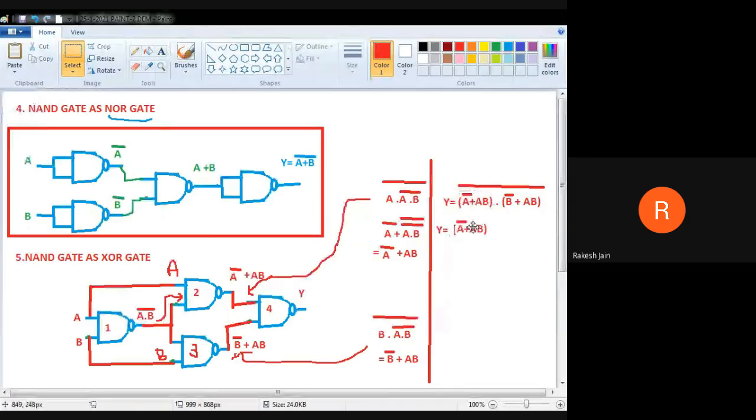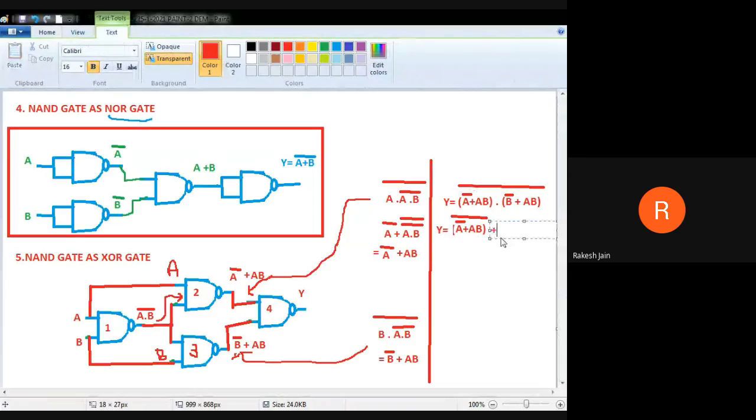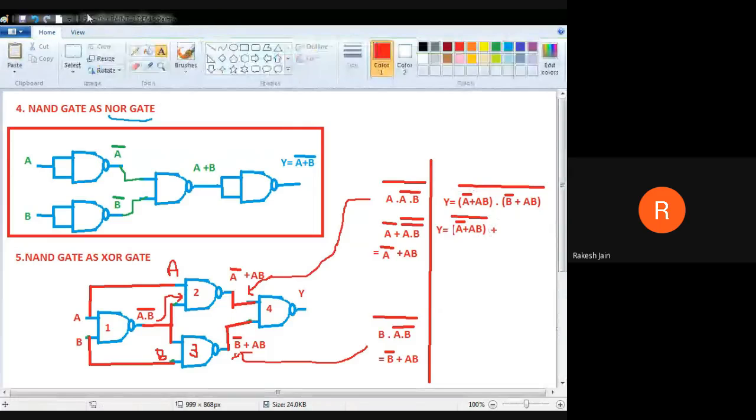First thing having a bar, plus second thing having a bar. This is according to De Morgan theorem.